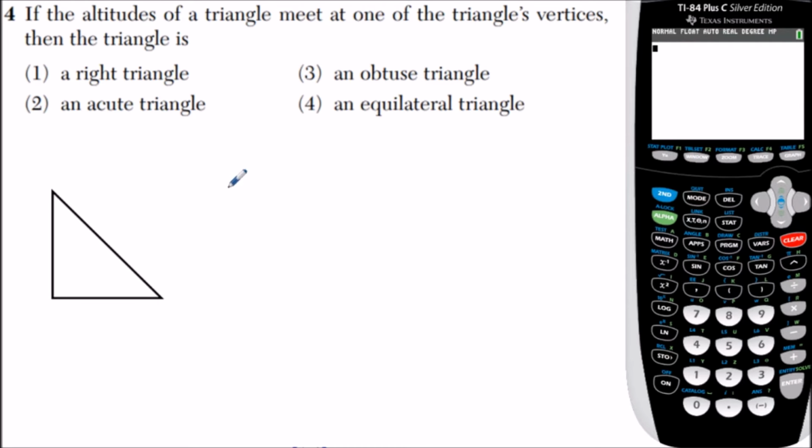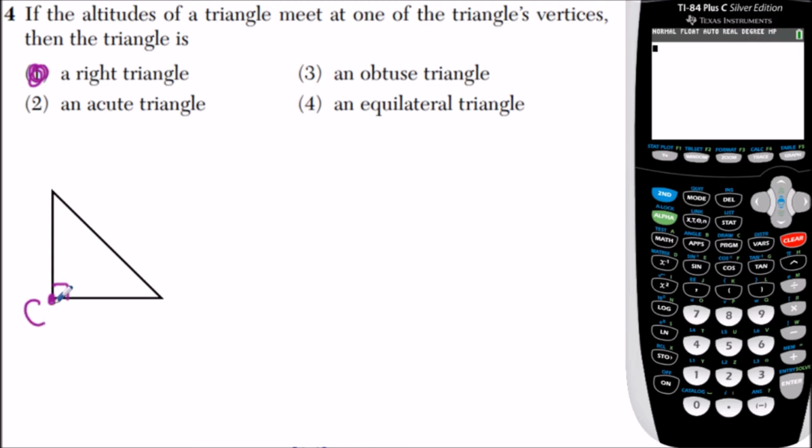All right, for this question here, this triangle isn't drawn, but in a moment we're going to draw a few triangles. The question is, the altitudes of a triangle meet at one of the triangle's vertices, so we have to say what type of triangle it is. Now, we're going to show that it is in fact a right triangle, because for a right triangle, there are 3 altitudes. One of the legs acts as an altitude because it's perpendicular to the other side, and it meets here at this point.